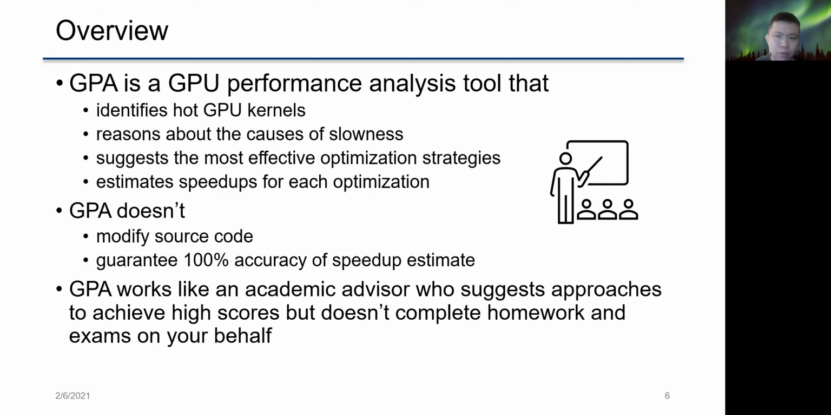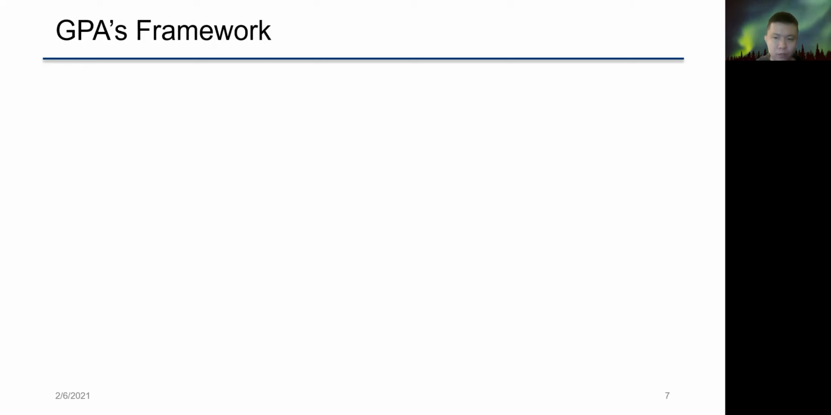GPA is a GPU performance analysis tool that identifies hot GPU kernels, reasons about the cause of slowness, suggests the most effective optimization strategies, and estimates speedups for each optimization. Note that GPA doesn't modify source code, and it doesn't guarantee 100% accuracy of speedup estimates. So essentially, GPA works like an academic advisor who suggests approaches to achieve high scores, but doesn't complete homework and exams on your behalf.